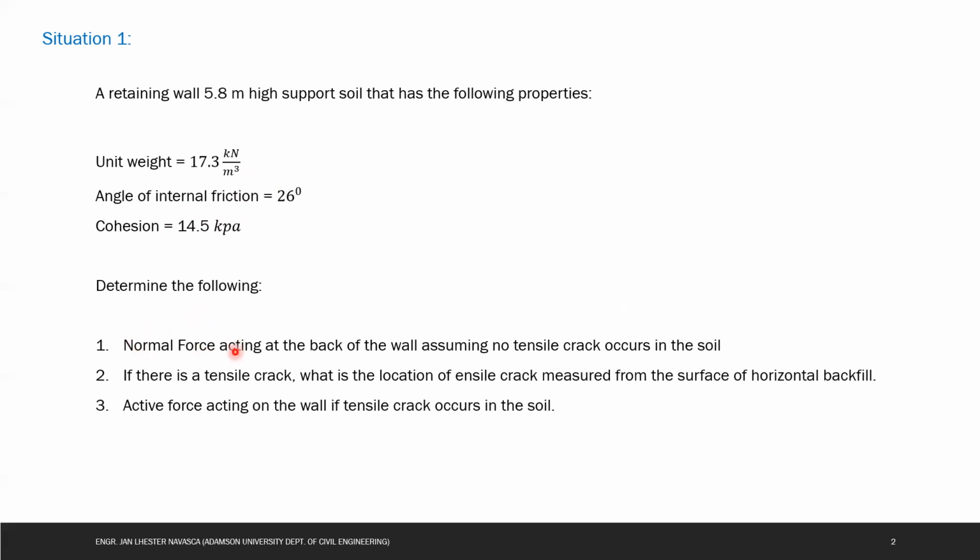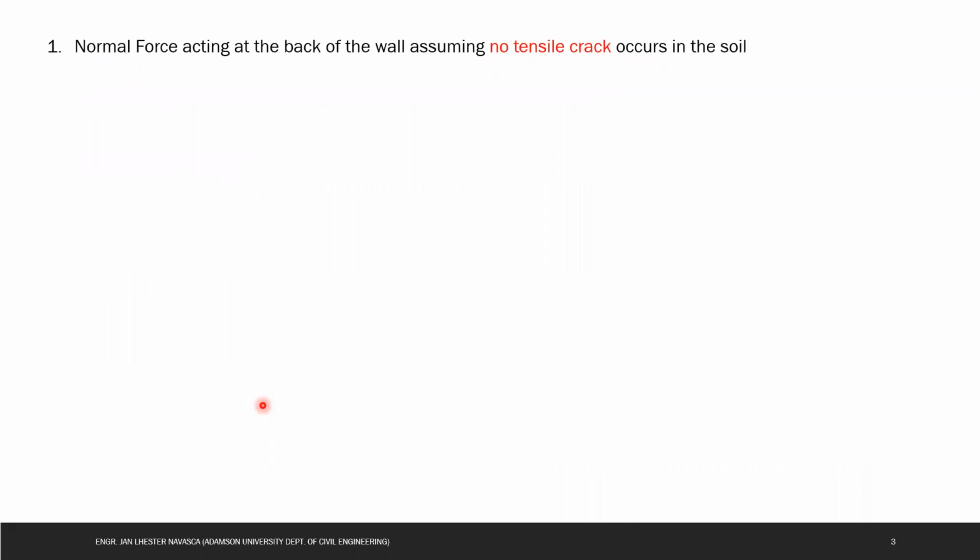Number 1, the normal force acting at the back of the wall, assuming no tensile crack occurs in the soil. Number 2, if there is a tensile crack, what is the location of the tensile crack measured from the surface of the horizontal backfill? And number 3, the active force acting on the wall if a tensile crack occurs in the soil. So again, we have one layer of soil which is supported by a retaining wall which is 5.8 meter high. Number 1, the normal force acting at the back of the wall assuming no tensile crack occurs in the soil.